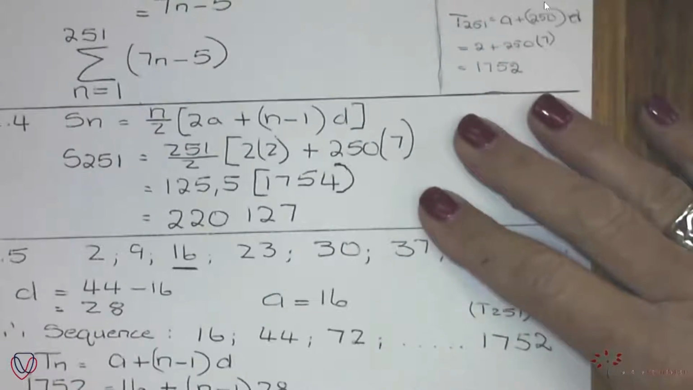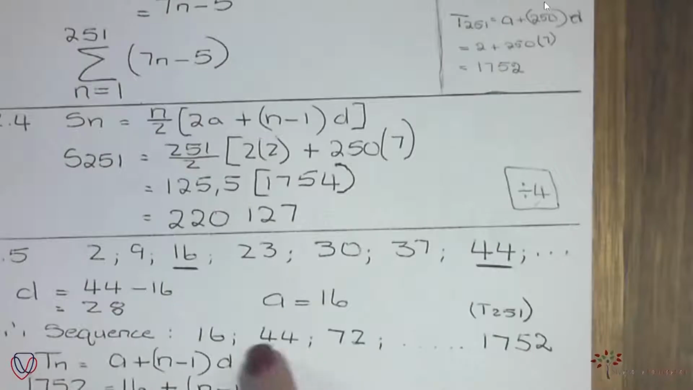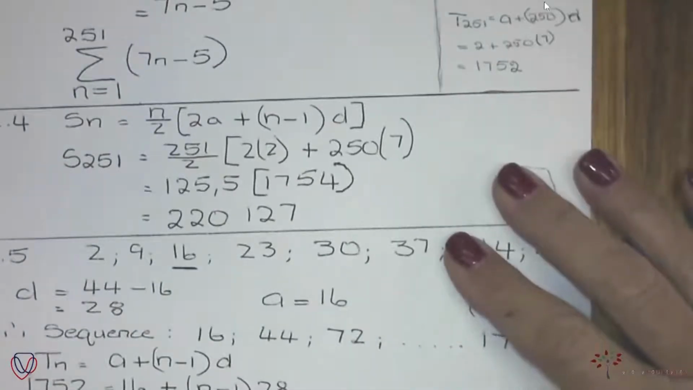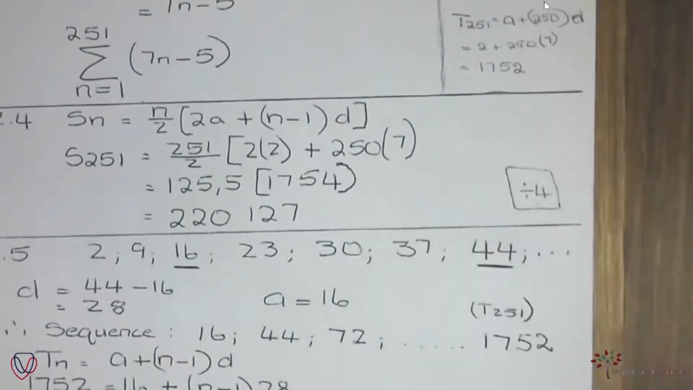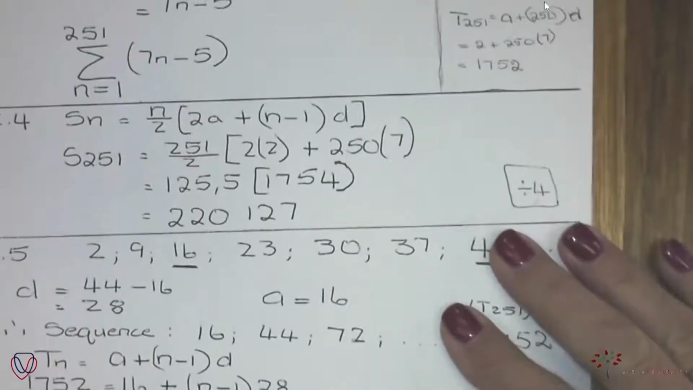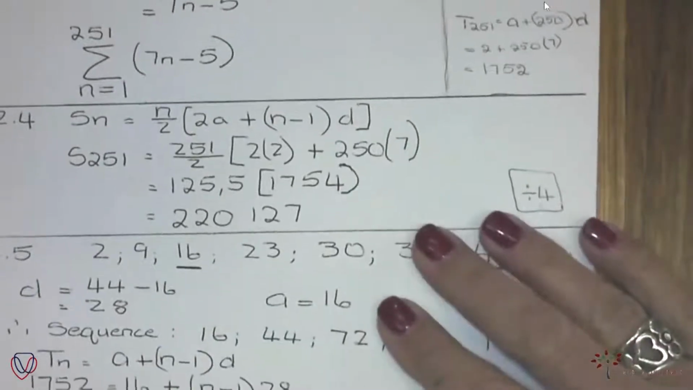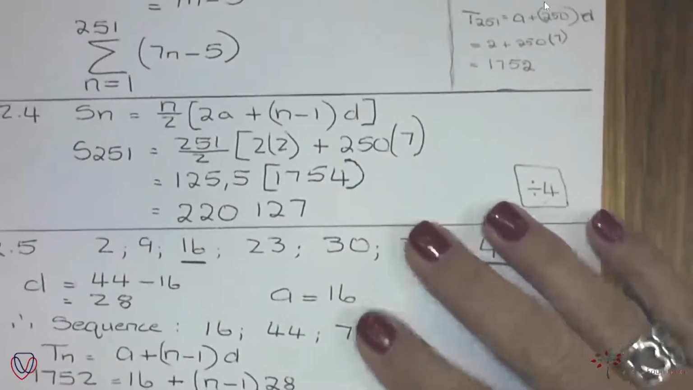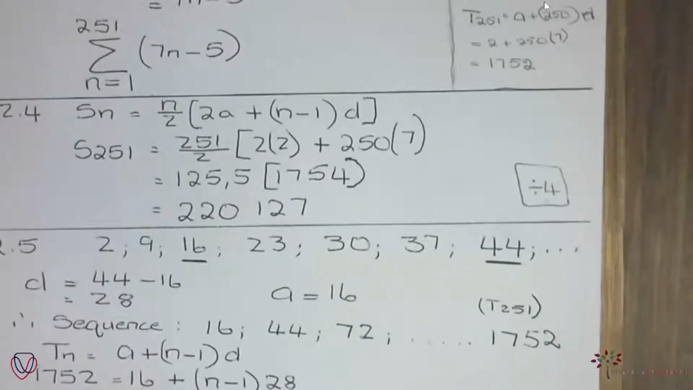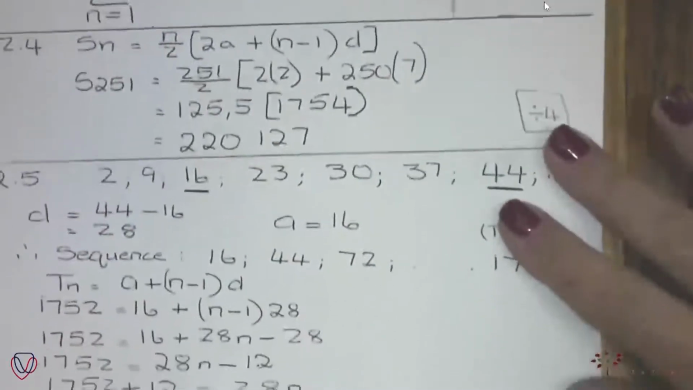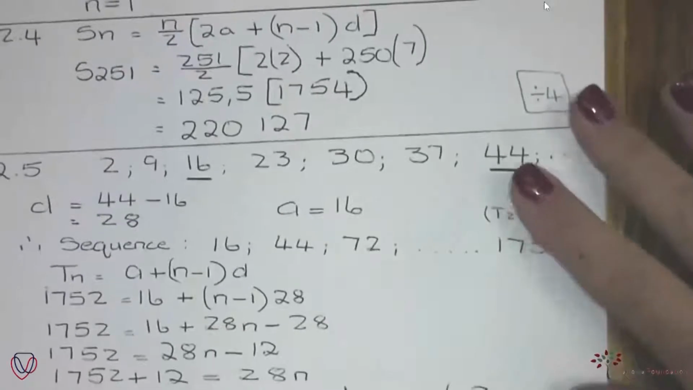Okay, now I can solve for n. I'm going to have 28n minus 28, and there I have 28n, and on this side 1752. 16 minus 28 gives me negative 12. 28n is, you take the 12 over there, it's 1764. Divided by 28 will give you n. So n is 63.